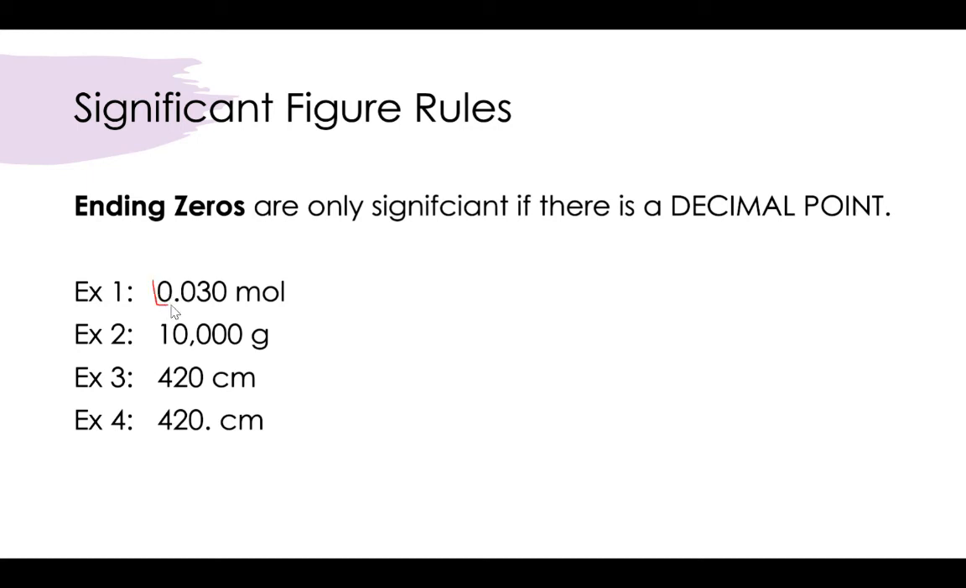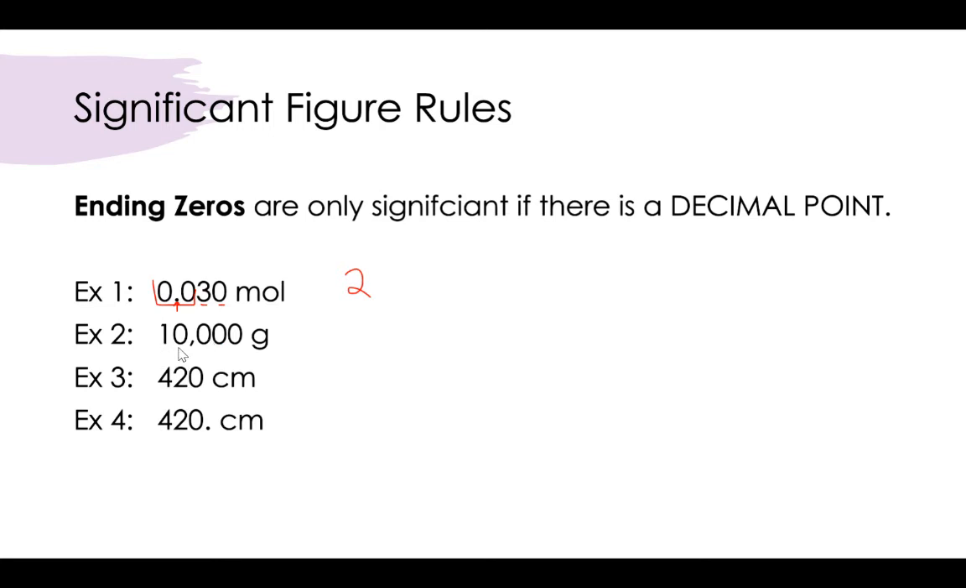So in this case, I have these 2 leading zeros, so those are not significant. I have a decimal point, and I have an ending zero. So this would be 2 significant figures. 0.030 moles has 2 significant figures, that 3 and the 0.